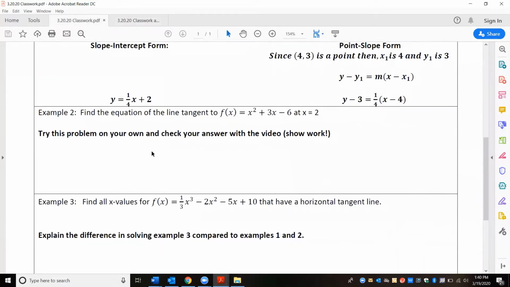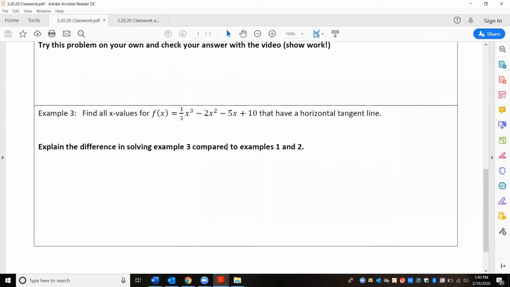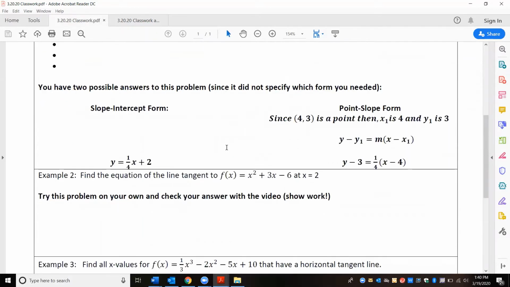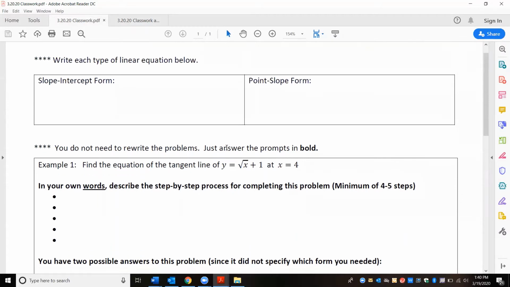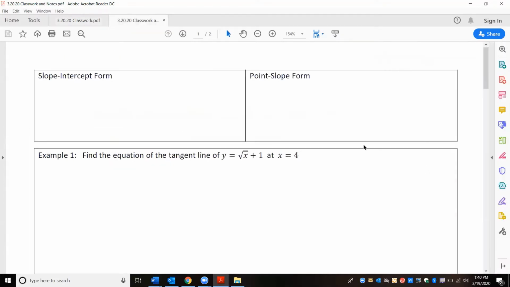In example 2, you're going to try this problem on your own. You're going to pause at this point so that you can try it and then check back in with the video. I'll remind you at that point. And then example 3, I'm going to walk you through another example, and you can compare my process to problems 1 and 2 and do a little explaining for me. So a little different sort of notes section. So let's just dive in and see if we remember how to do this.